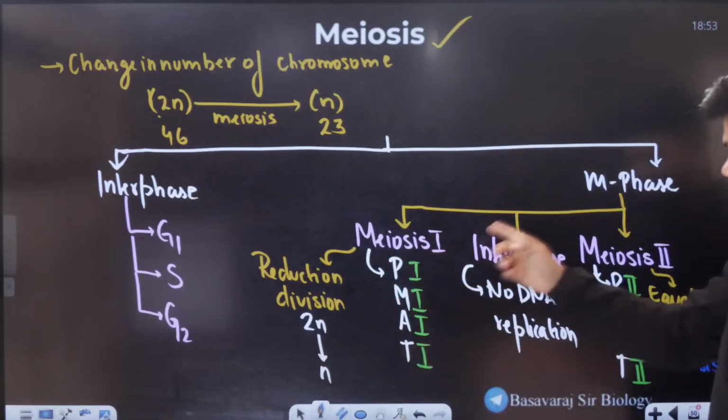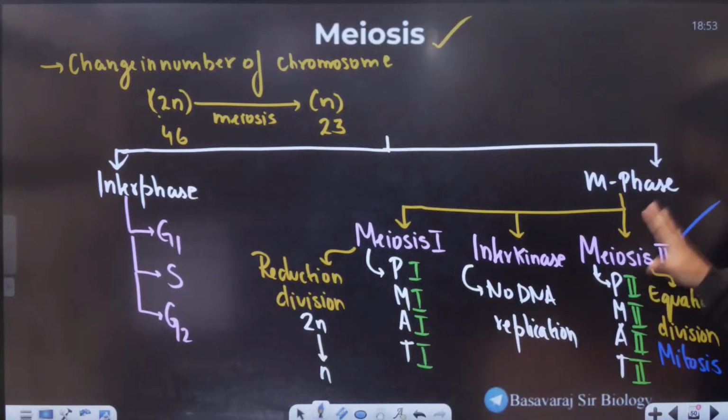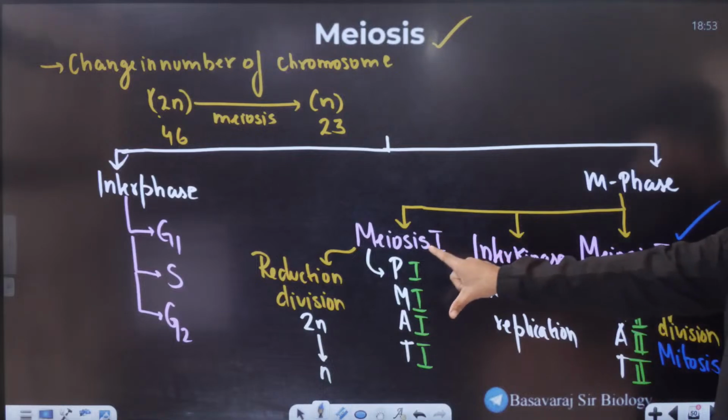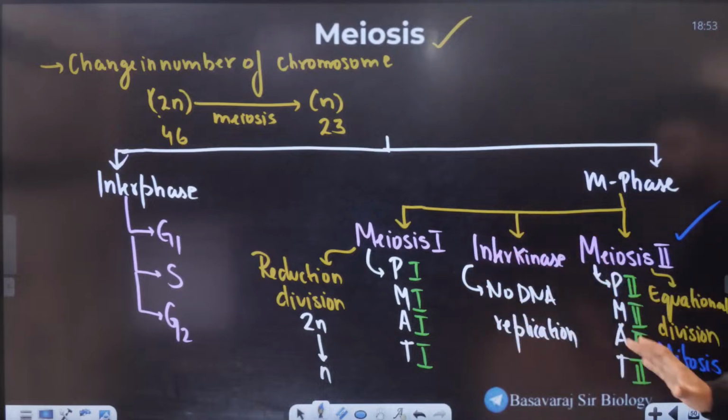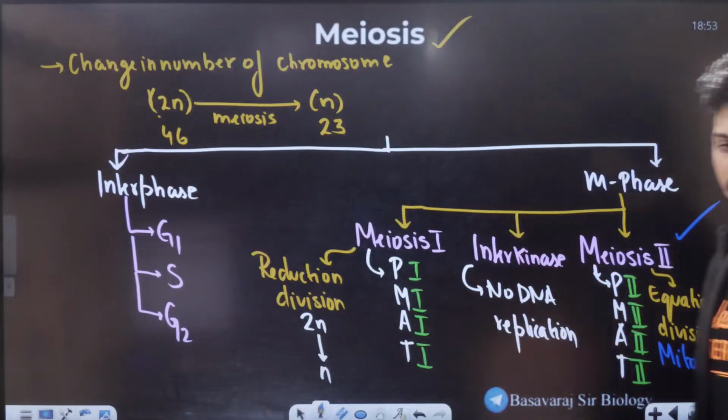If you understand this, you already know. This you need to understand today, that's all. Remaining part of today's class, that is all you need to remember: meiosis 1. Clear, students? Clear?